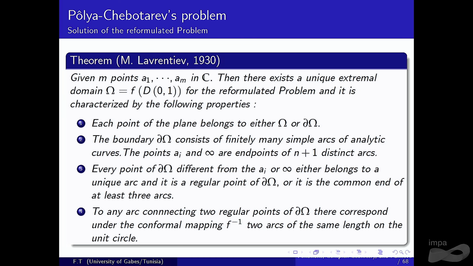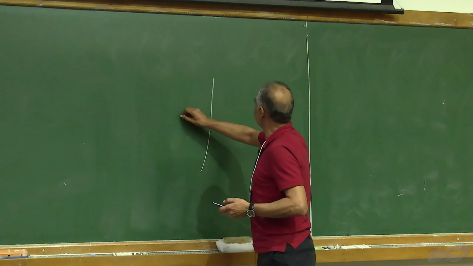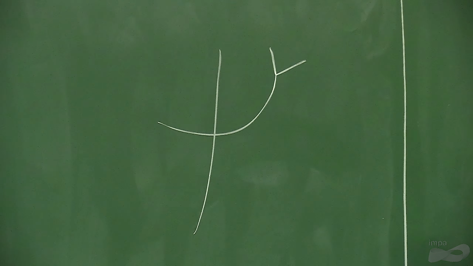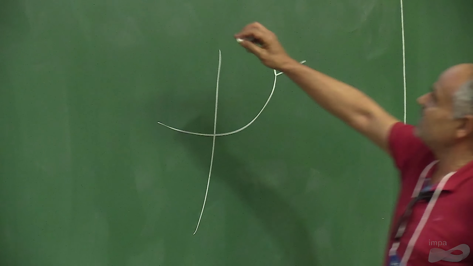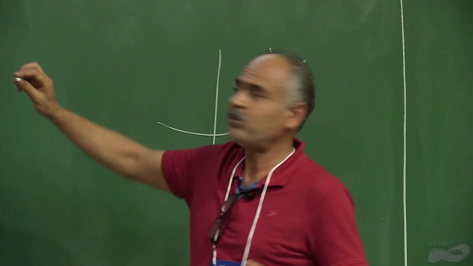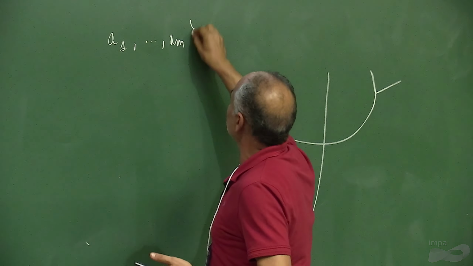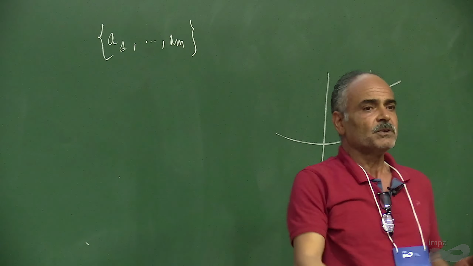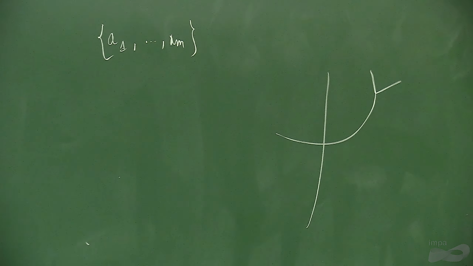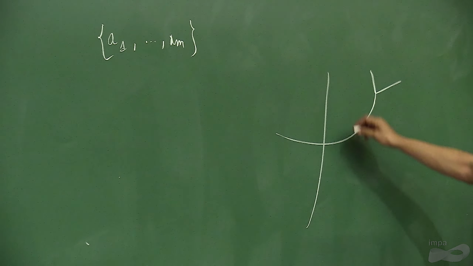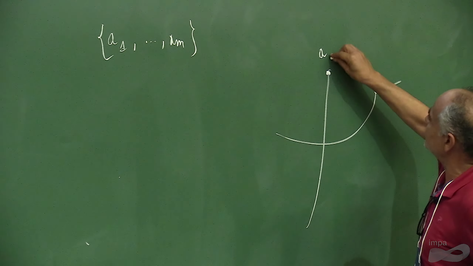problem here is that the continuum should be something like a tree. Remember, we are looking for the polyattributive points problems for our points A1, etc., AM. We are looking for a continuum containing these points with minimal logarithmic capacity. So Lavrentiev's theorem is saying that the answer should be a tree like this, where the end points are our points AI.